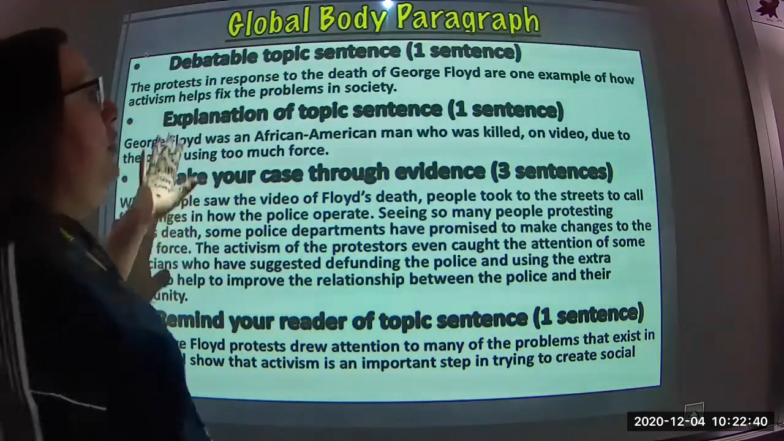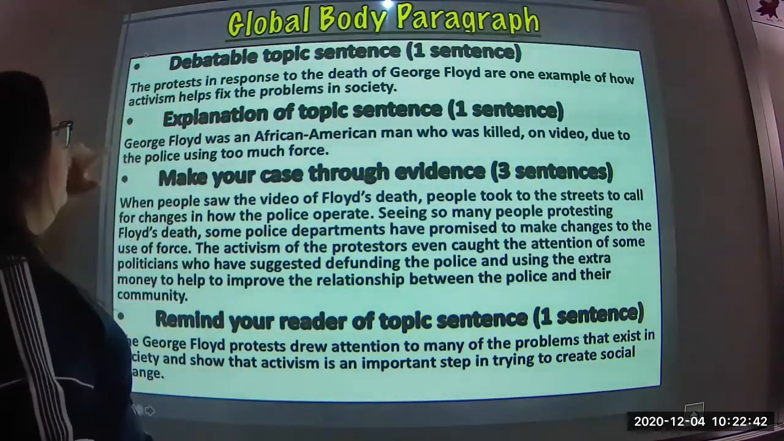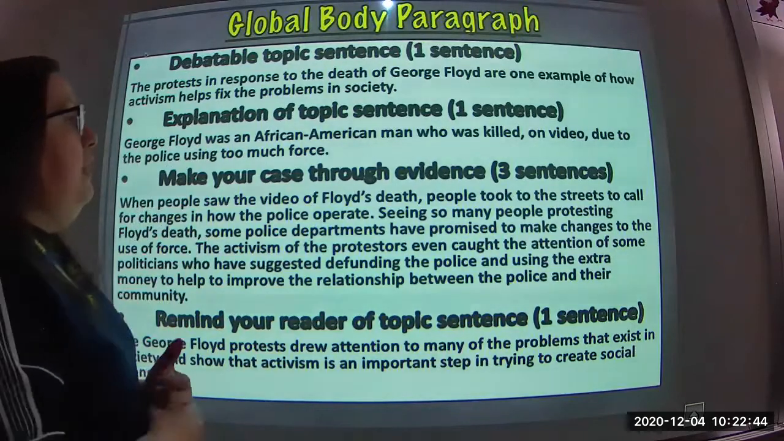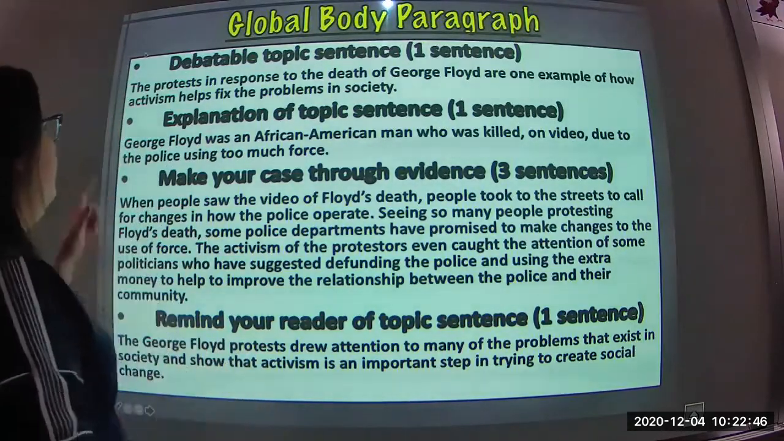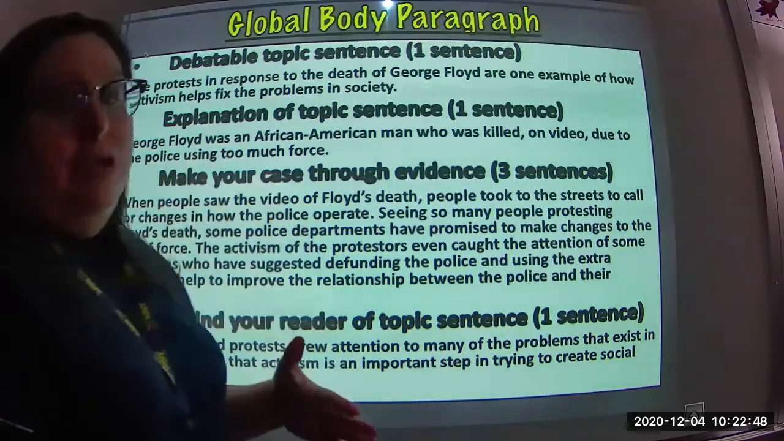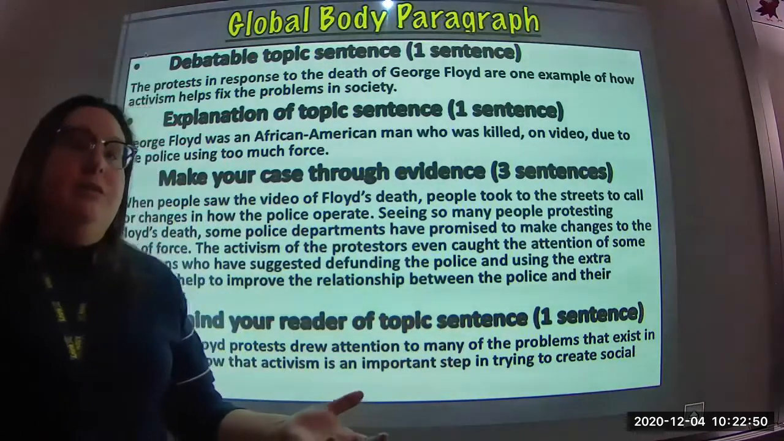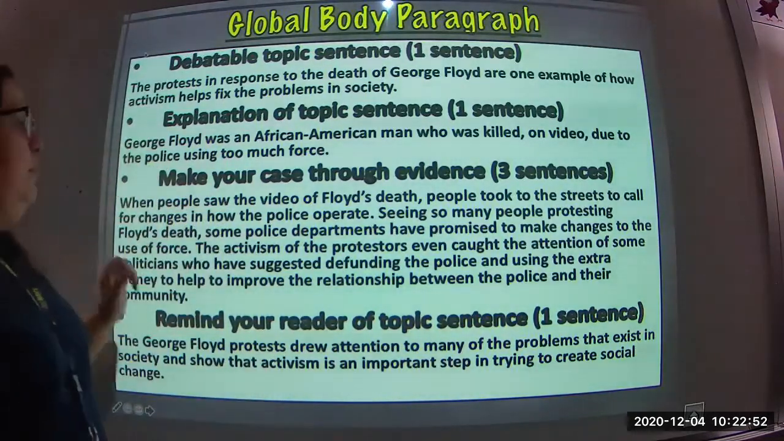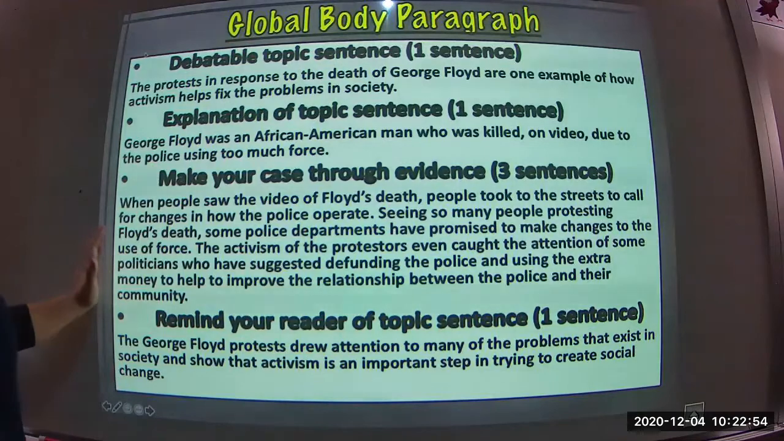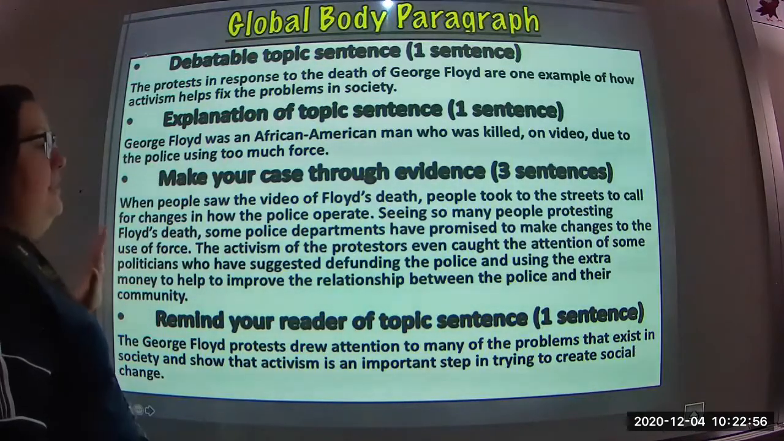I do need to further explain it. Why do I think this? Because George Floyd was an African-American man who was killed on video due to the police using too much force. So that's obviously a problem within society. That is a good example. But now I need to state my case through 3 evidence sentences.